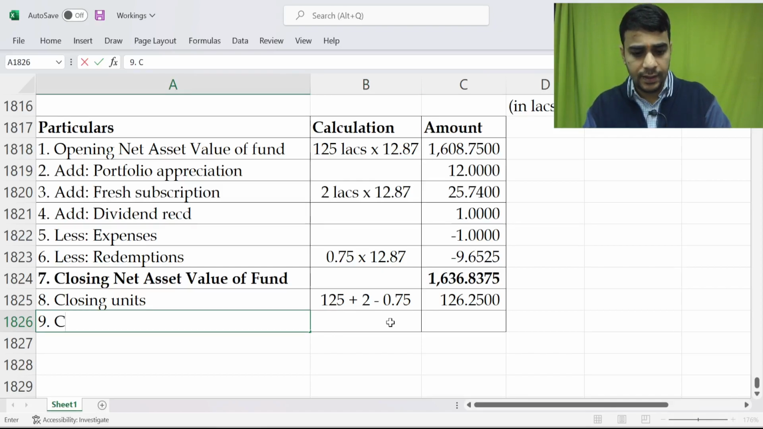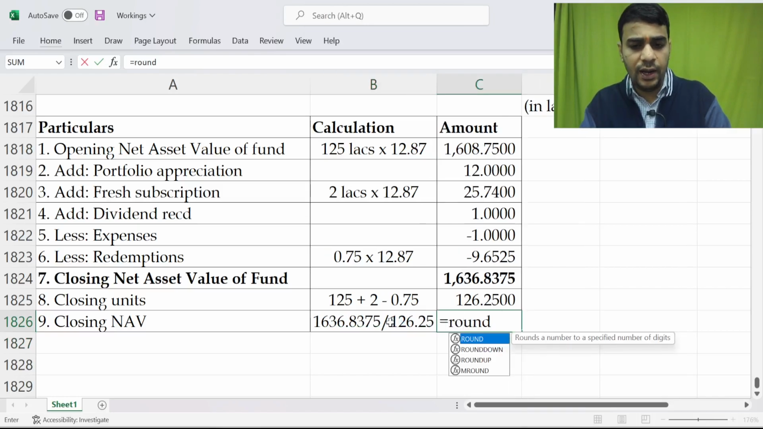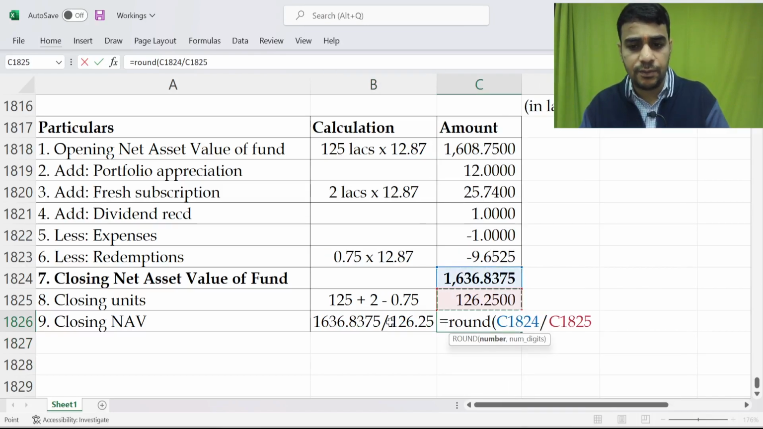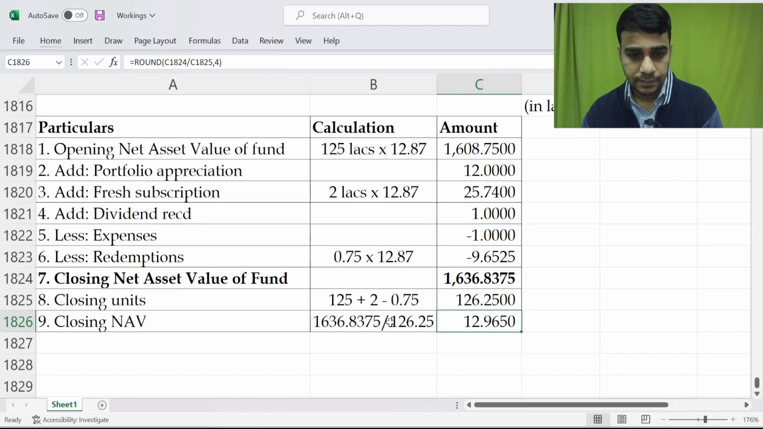And finally we get closing NAV. 1636.8375 divided by 126.25. In the practical world, NAV can be 4 decimals, sometimes even more than that, depending on the per unit values. Closing NAV is 12.9650.